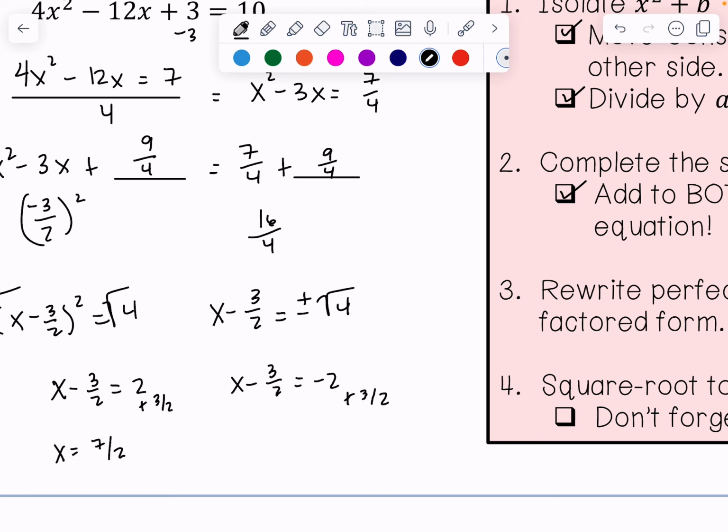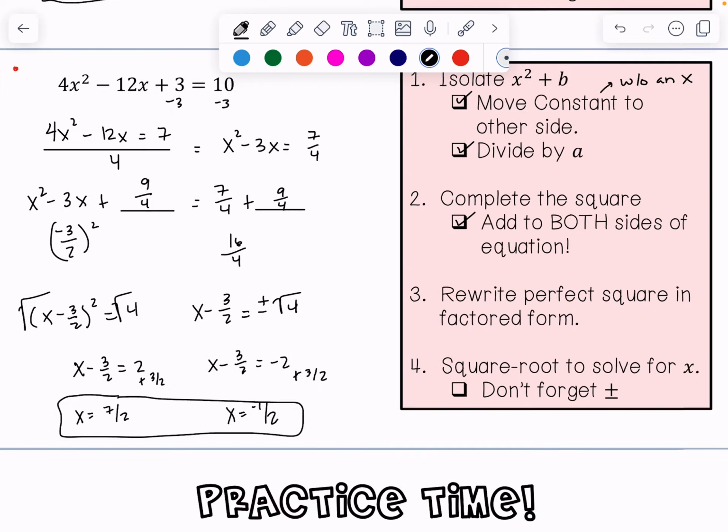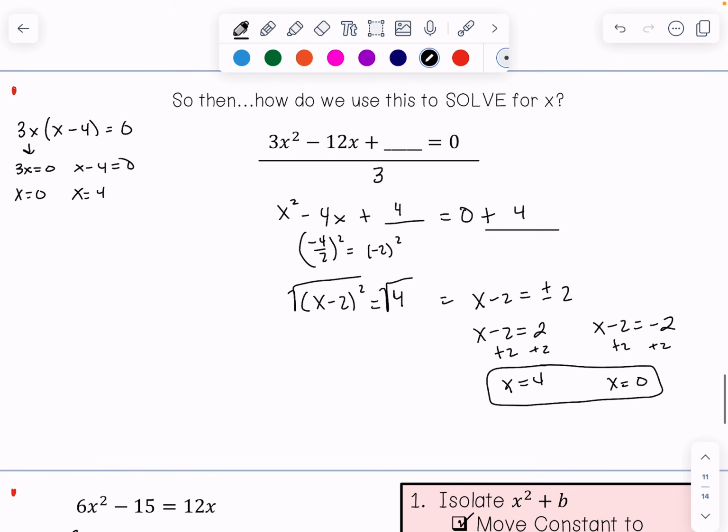Here, negative 2 plus 3 halves, so negative 2 is negative 4 halves. Negative 4 and 3 is negative 1. And there we have it. We have our 2 answers. So this is how you can use the process of completing the square to help you solve a quadratic instead of factoring or using the quadratic formula.